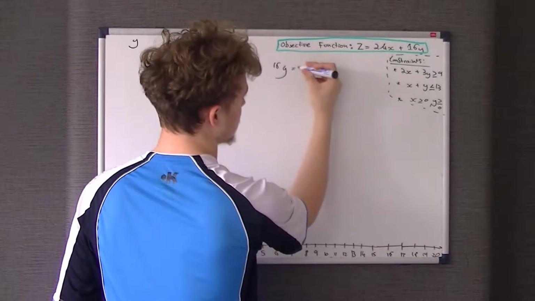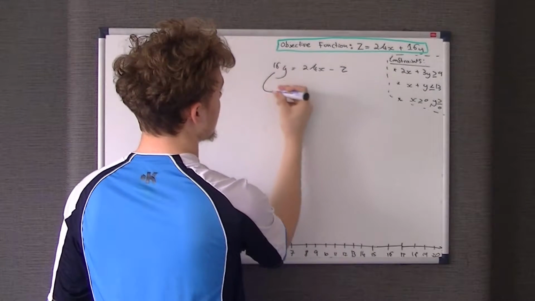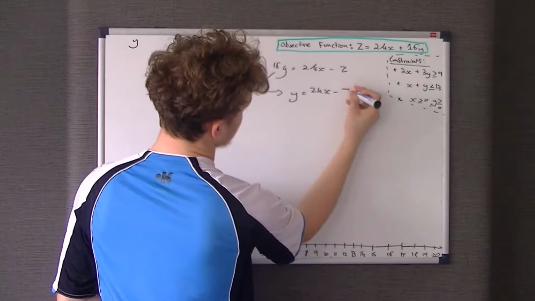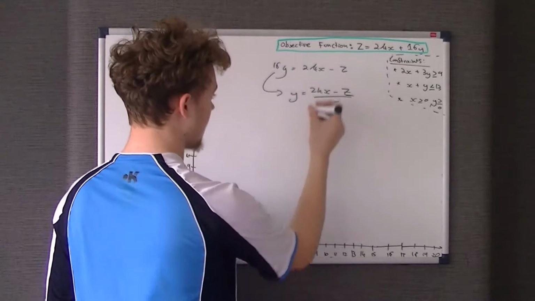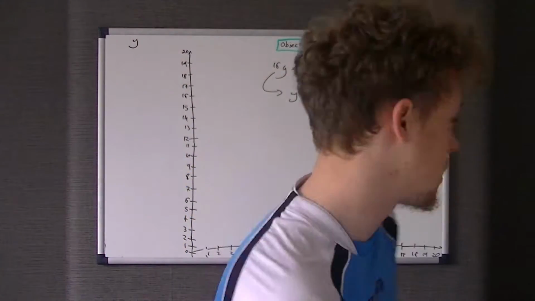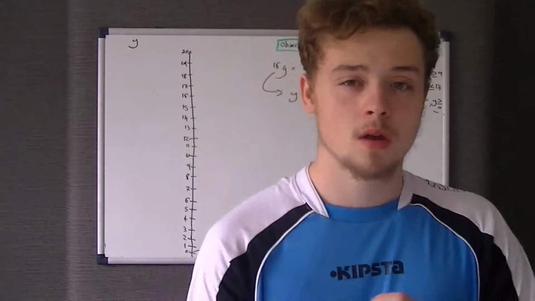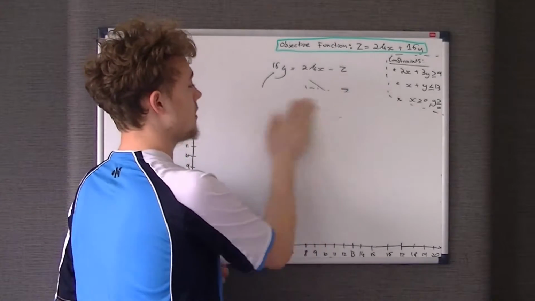16y is equal to 24x take z, okay? And then y would be equal to 24x, take z, all over 16. Okay, so therefore your gradient would be 24 over 16, and I think that's 3 over 2. So your gradient would be 1.5. Now, that would be your gradient of a line.